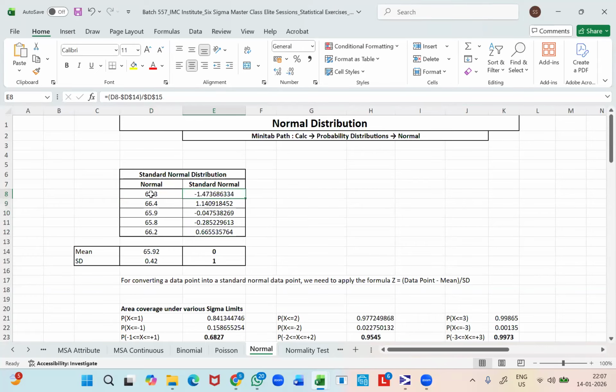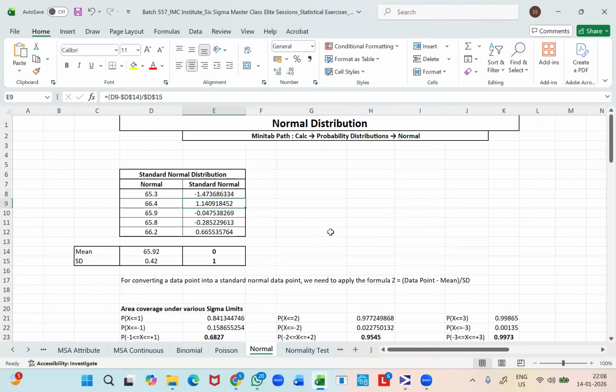First and foremost, when we have the normal data set, we will find out the mean and standard deviation for that normal data set. And with the help of mean and standard deviation, we will convert the normal data point into a standard normal data point. Using the standardization formula, it will be data point, which is 65.3, minus mean, 65.92, divided by standard deviation, which is 0.42. When we apply this formula, we get the standardized value as minus 1.47. So for 65.3, the equivalent standardized value is minus 1.47.